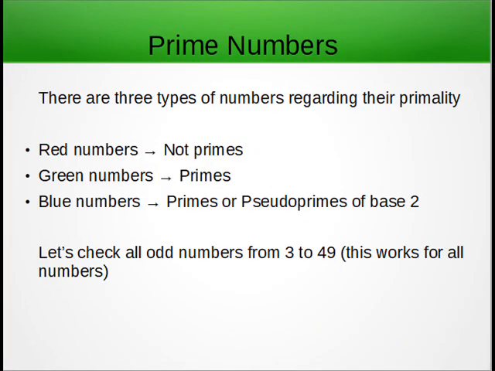So there are three types of numbers regarding their primality. Red numbers, not primes; green numbers, primes; and blue numbers, primes or pseudo-primes of base 2. Let's check all odd numbers from 3 to 49. By the way, this works for all numbers.